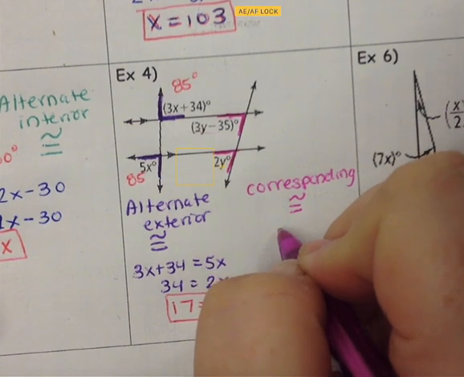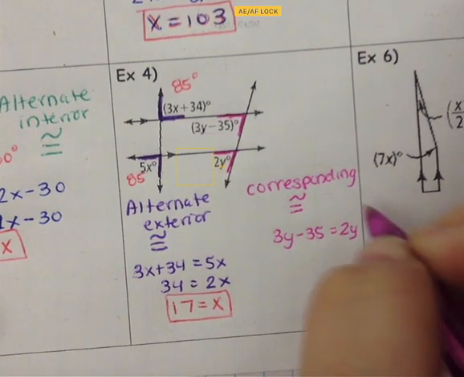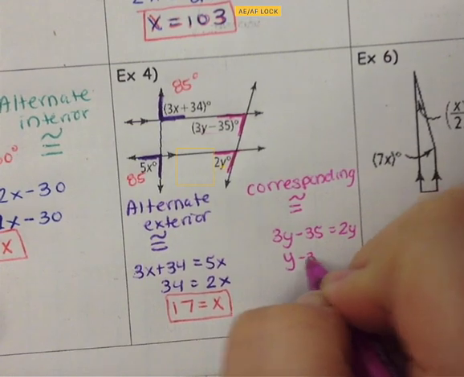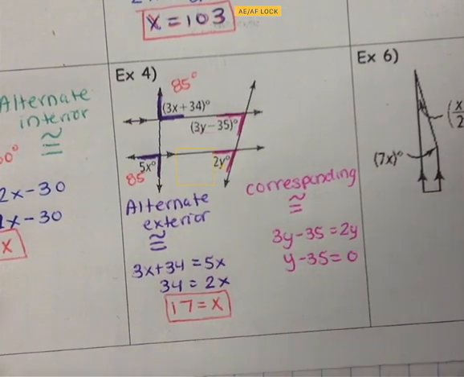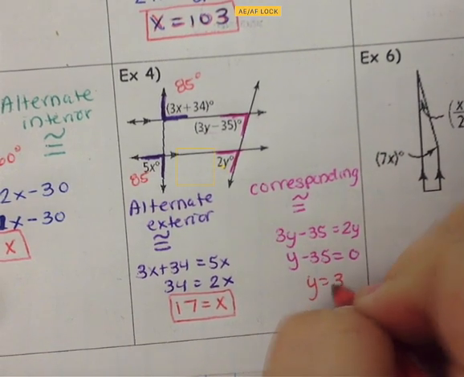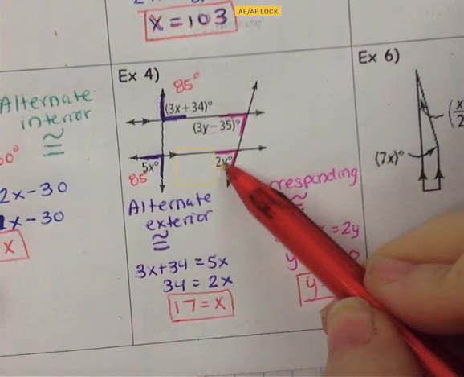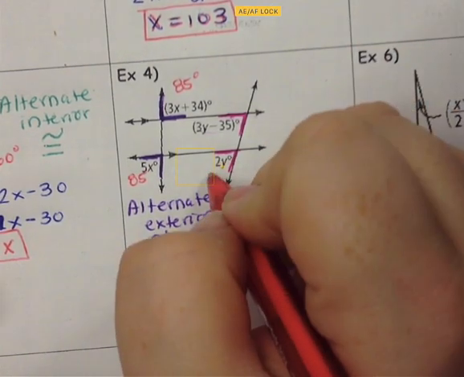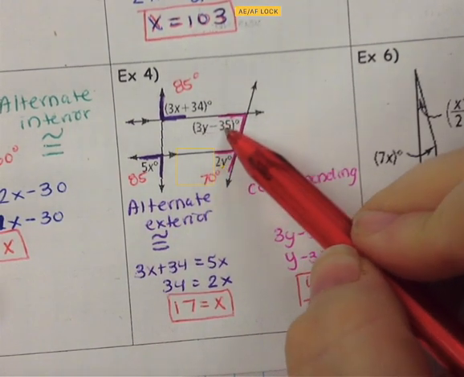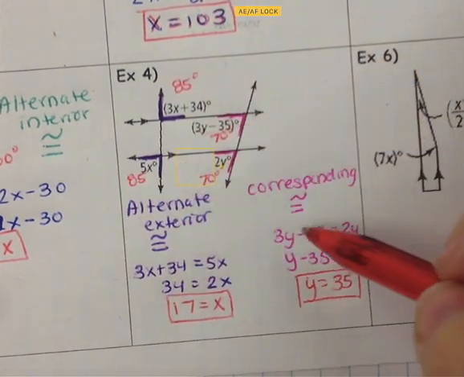It means we can set those equal to each other as well. So we have 3y minus 35 is equal to 2y. So if we subtract the 2y over, we have y minus 35 is equal to 0. But then we have to add that 35 back to the other side, so it's y equals 35. Plugging them in. 2 times 35 is 70. And then 3 times 35 minus 35 is also equal to 70 degrees. So these were congruent as we said they should be.